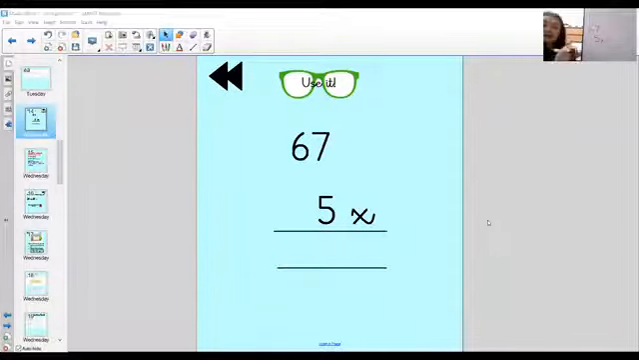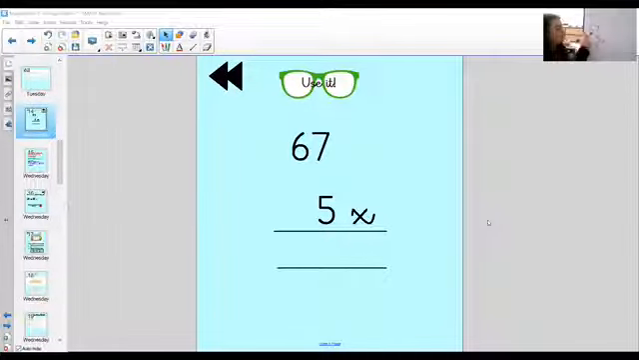I've started to write mine and I've found my ruler today. So I'm going to draw my little answer box right there. So let me remember how to do this. I start with my ones. 7 times 5: 5, 10, 15, 20, 25, 35. So remember, I can't put 35 in this box, so I need to put my 5 ones, and I've got 30, which I know is 3 tens.